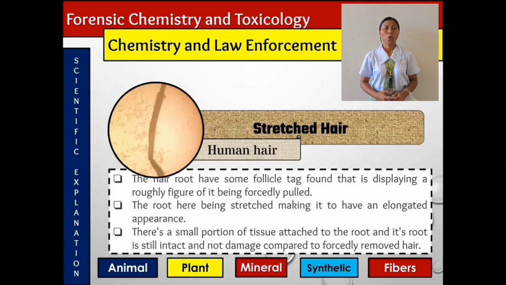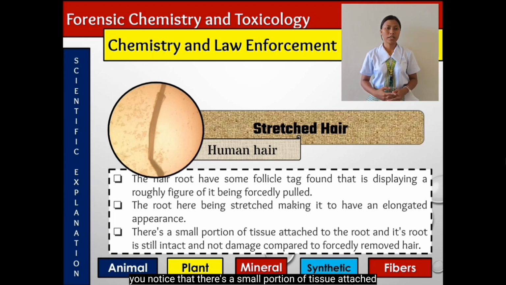Stretched hair. When hair is being stretched, the hair root has some follicle tag along, displaying a rough figure of it being forcibly pulled. As you can see, the root here is being stretched, making it have an elongated appearance. You'll notice that there is a small portion of tissue attached to the root, and its root is still intact and not damaged compared to the forcibly removed hair.